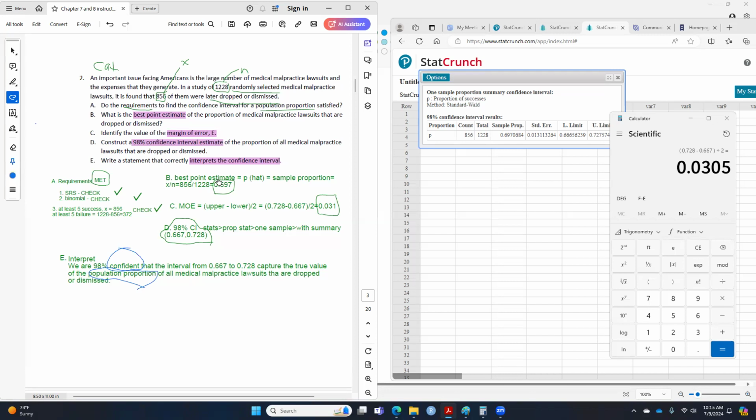So make sure, again, this is the first time interpreting a confidence interval. Make sure you know how to interpret this, especially in your finals, because I do definitely ask you this.